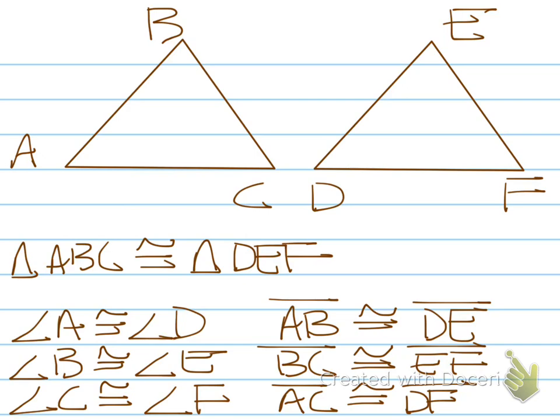A and B are the first two letters, so they're congruent to D and E, the first two letters in the second part of the congruent statement. B and C are the second and third letters. E and F are the second and third letters, so BC is congruent to EF. A and C are the first and third letters, so they're congruent to the first and third letters in the other half of that congruent statement, D and F.